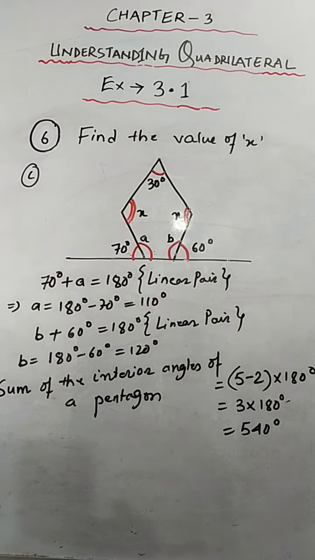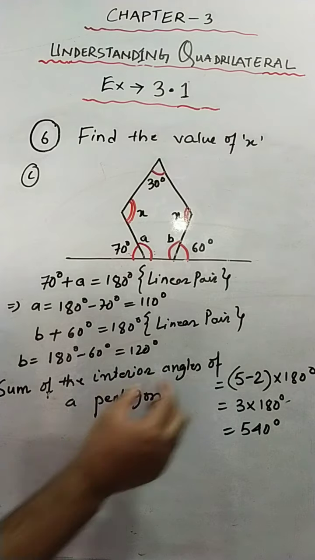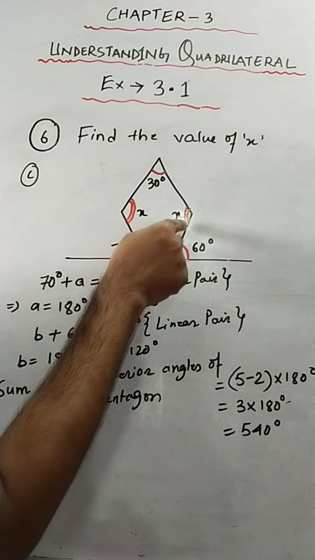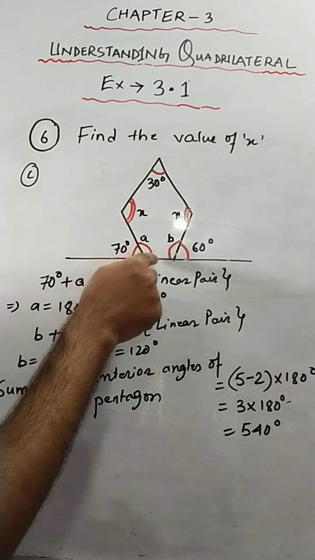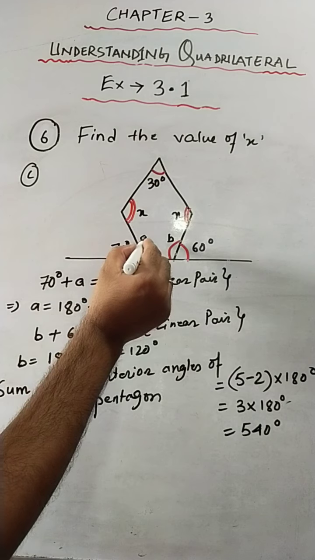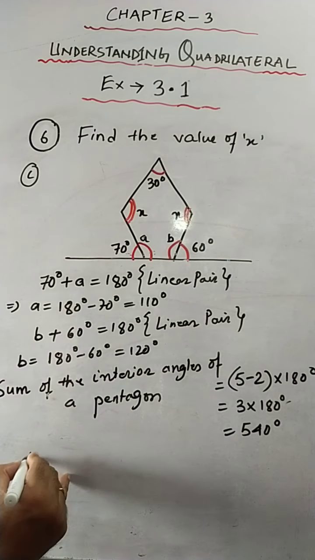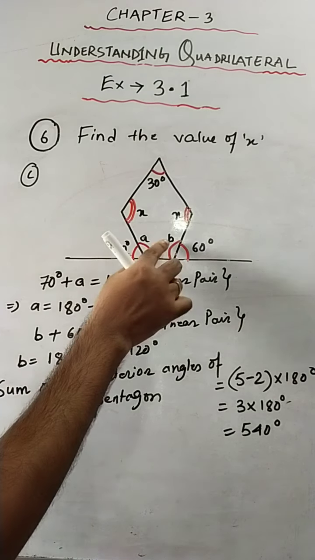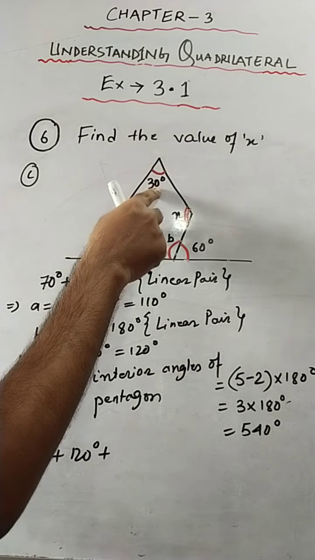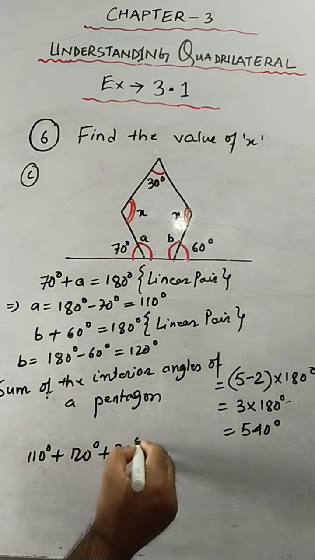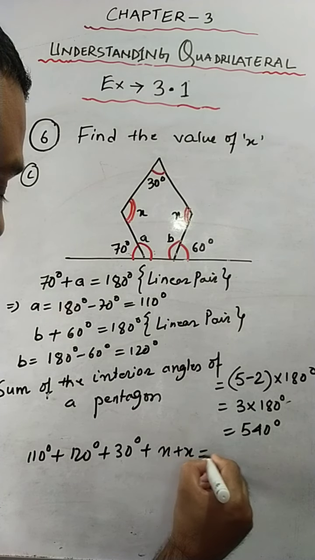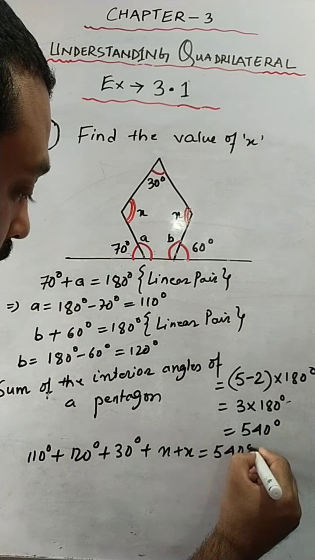Isn't it? 540 degrees. That means sum of the interior angles of a pentagon is what? 540 degrees. That means we will add up all these angles and will equate with 540. So let us write what is the value of A, 110. What is the value of B? 120. What is the value of this? 30. And at last we will write these two values, that is x plus x. That is equals to 540 degrees.